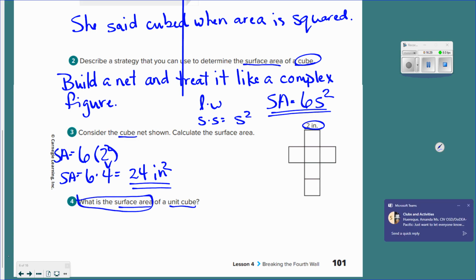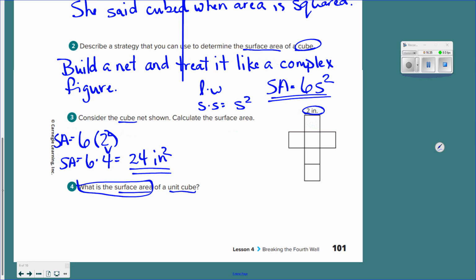What is the side length of a unit cube? 1. So I know that my side length is 1. So I can do it 6 times 1 squared. 1 squared is just 1. 6 times 1 equals 6.